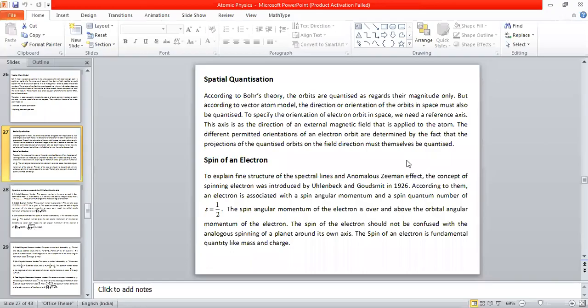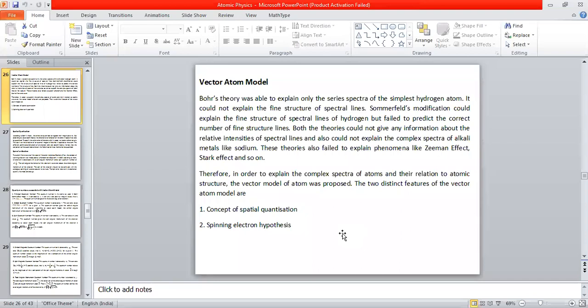We started discussing the vector atom model. We discussed some of the things associated with Sommerfeld's model, and we came to know that Sommerfeld's model explains the fine structure of spectral lines only partially, and the problems that were associated with Bohr's model continued even with Sommerfeld's model. So I don't want to mention again all those demerits or limitations of both theories. Anyhow, in order to overcome all these problems associated with Bohr's theory and Sommerfeld's theory, a new model was proposed. The new model was called the vector atom model.